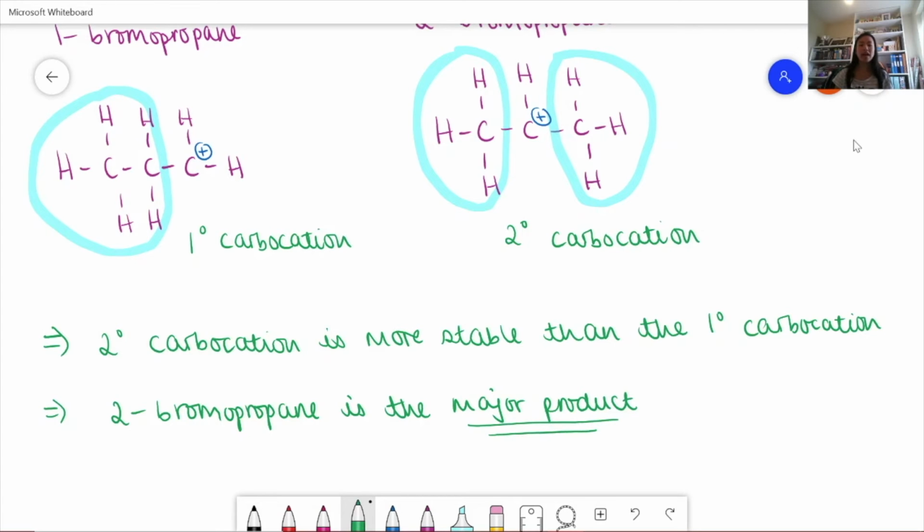If we did have a reaction where we formed a tertiary carbocation, then of course the product that was formed from that tertiary carbocation would be the major product. But in this case, we only form primary and secondary carbocations. So our most stable carbocation would be the secondary.